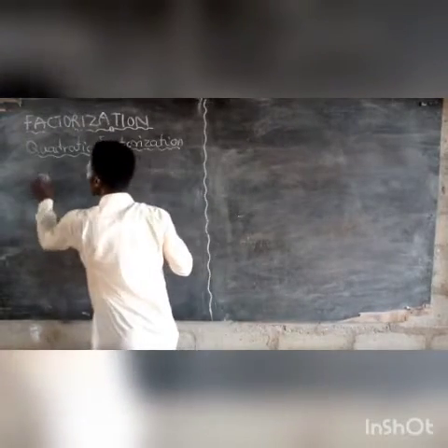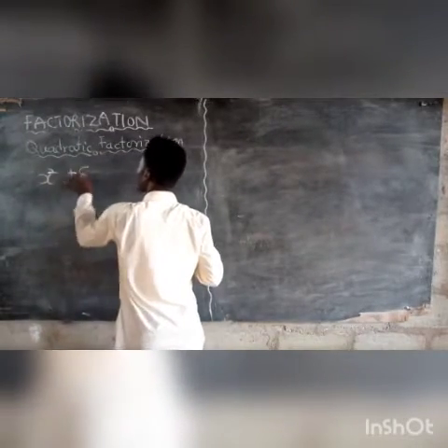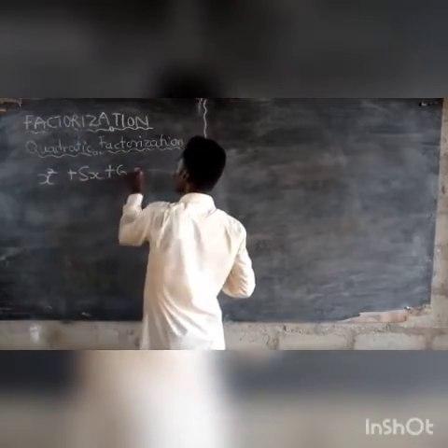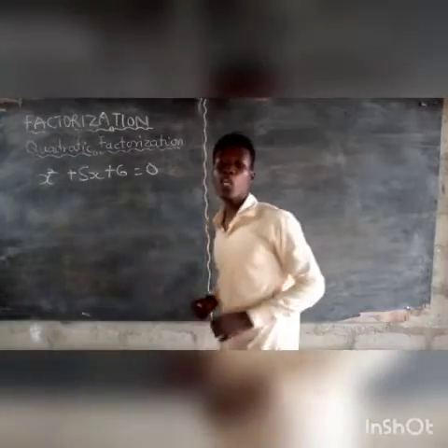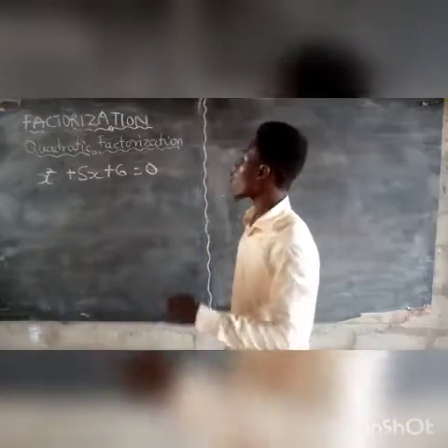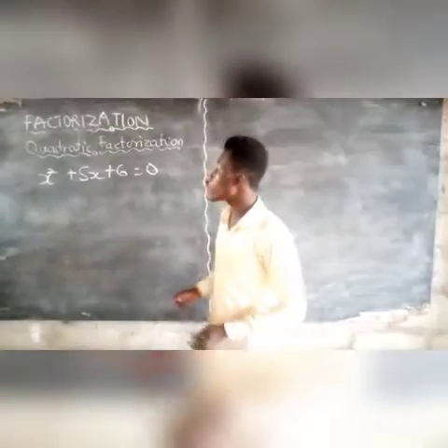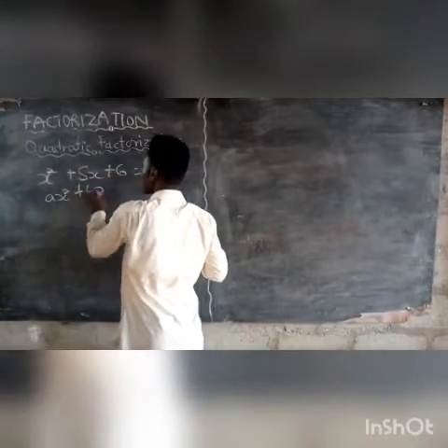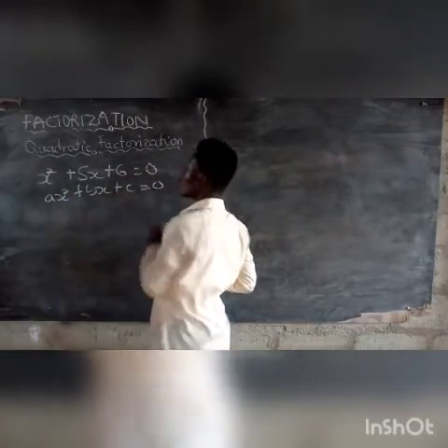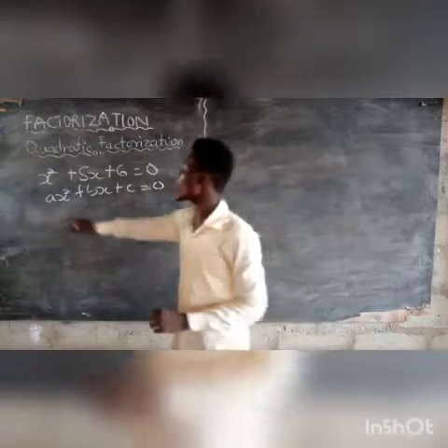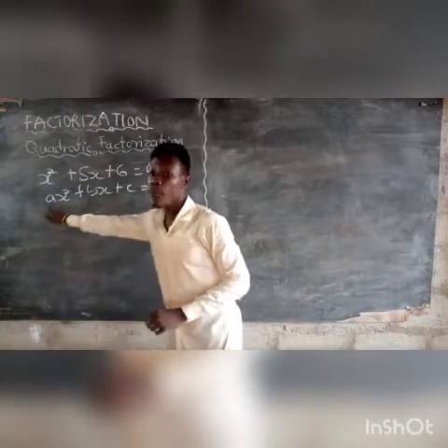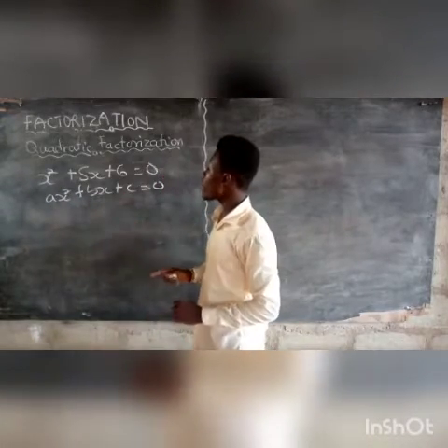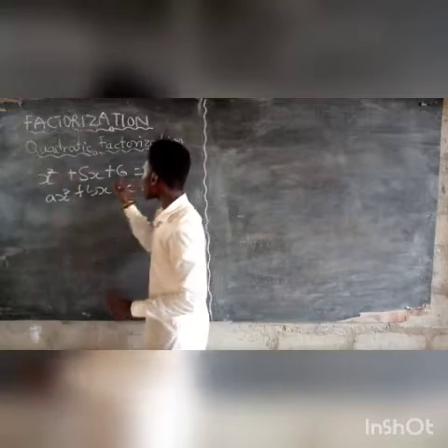When a quadratic equation like x squared plus 5x plus 6 is equal to 0 is given to us, how do we solve such questions? What we do is compare it with ax squared plus bx plus c is equal to 0. We always multiply a by c. After multiplying a by c, in this case 1 times 6, that is 6.